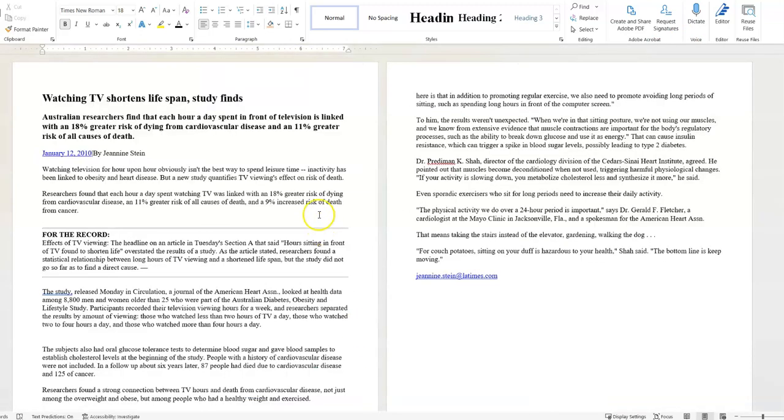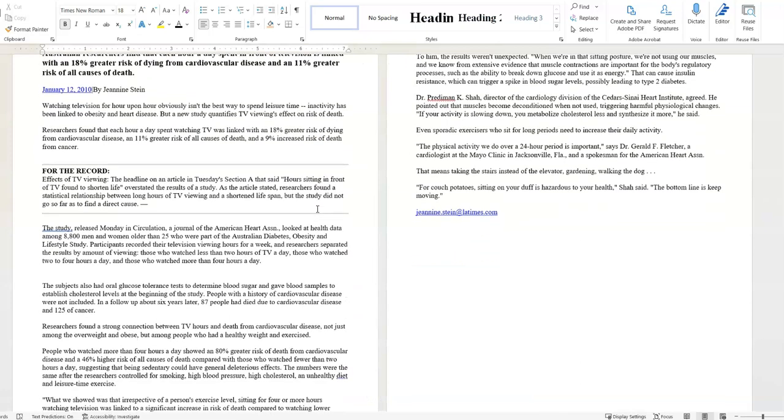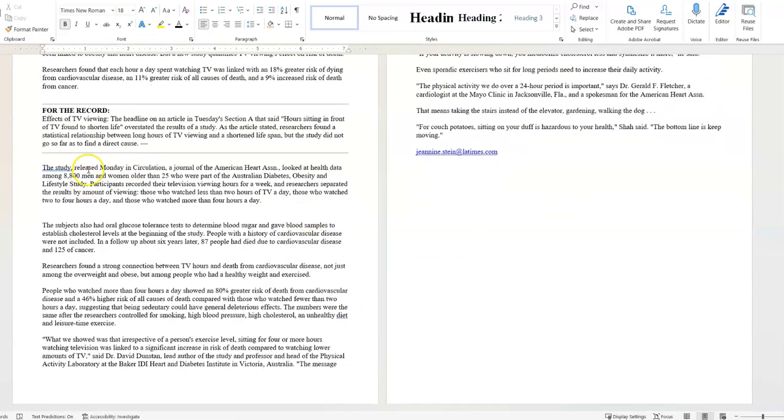So for this particular article, this says that the American Heart Association journal published this, and they looked at the health data among 8,800 men and women older than 25 who were part of the Australian diabetes.